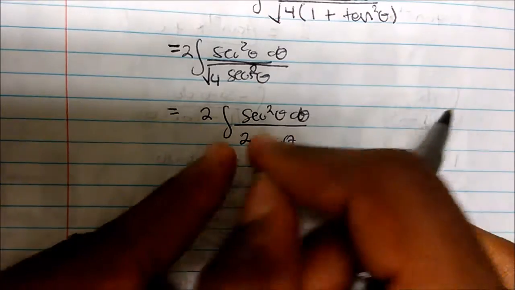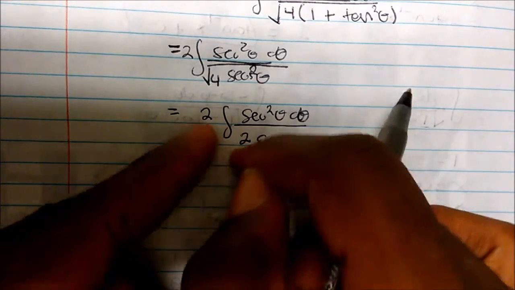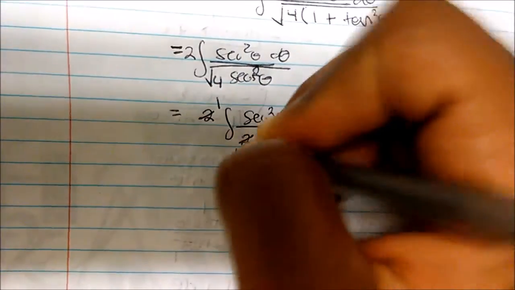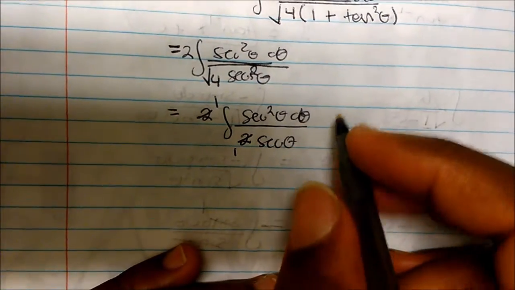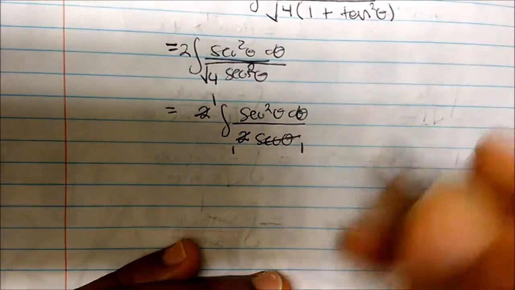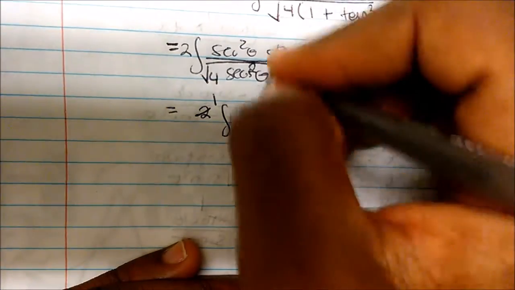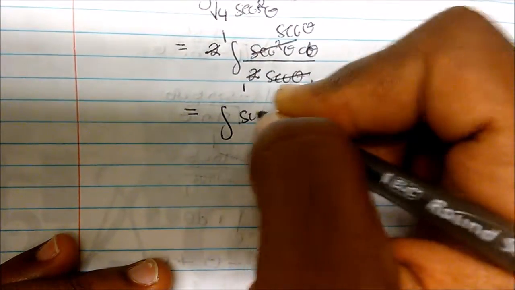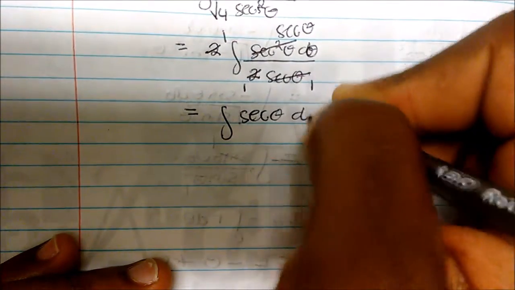Now, hopefully you could see that this is a 1/2. So if I factor it out, this will actually cancel out. The 2 on the bottom and 2 on the top cancel out. And then notice that I have 1 secant here, so this is equal to 1. And if I take out 1 here, I still have an extra secant of theta. So if I look at this, this is now the integral of secant of theta d theta.